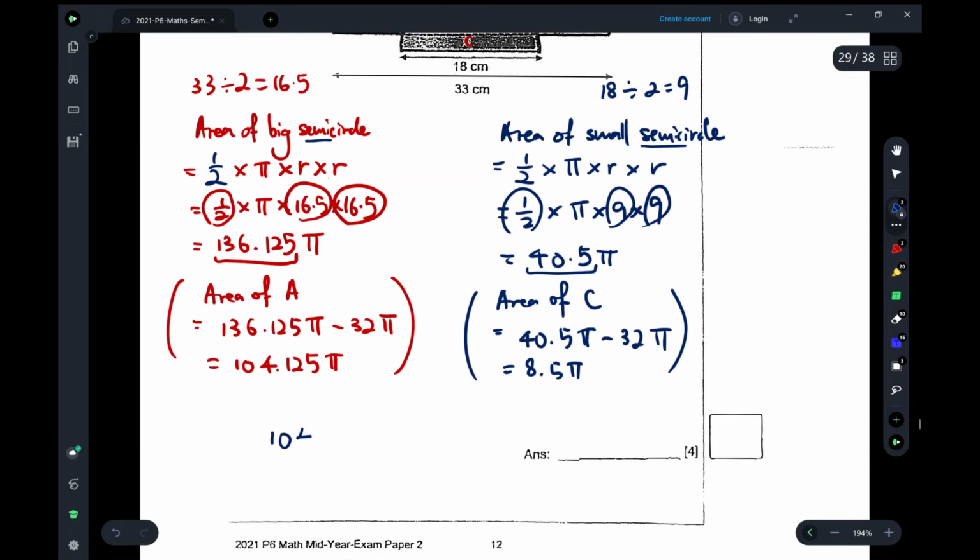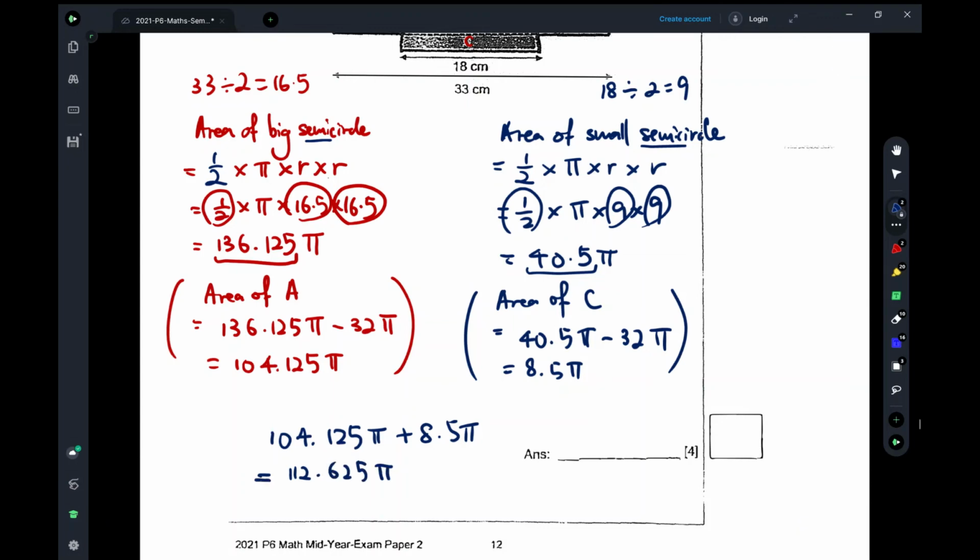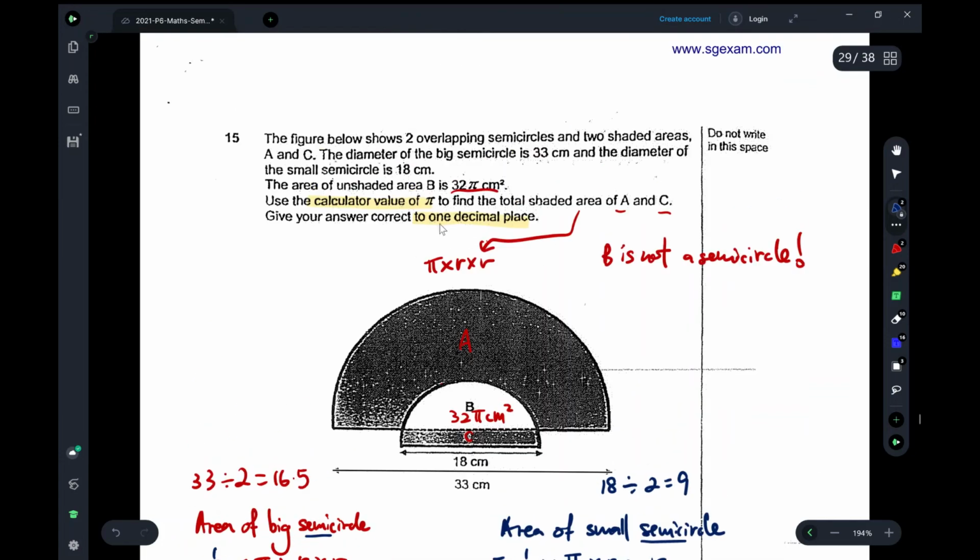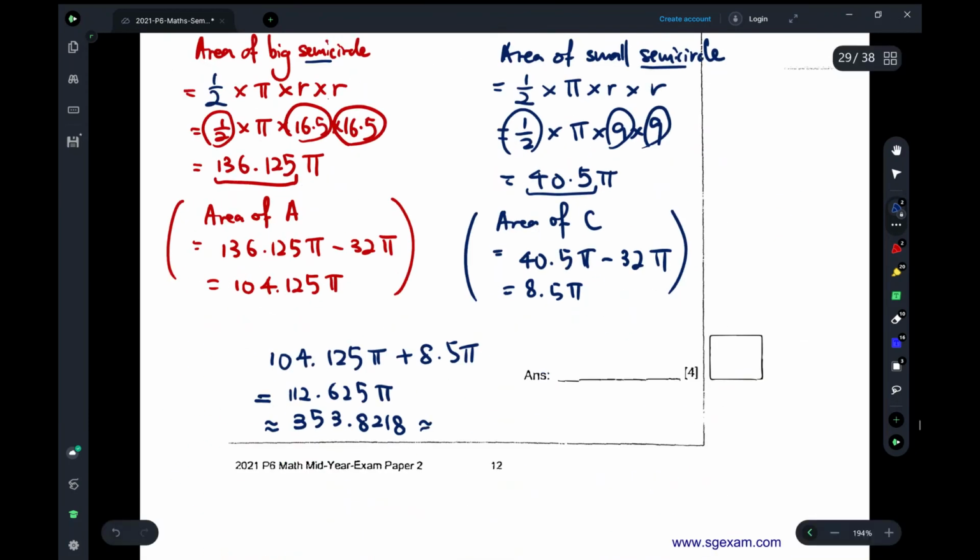Now I have the area of A, I have the area of C. I can finally add them together. Plus 8.5 pi. That will be a total of 112.625 pi. Now, when there's nothing else to do and we just end up with a number and a pi, you can use your calculator pi. Multiply the calculator pi and you'll get 353.8218, which you have to correct to one decimal place. One decimal place is here, 353.8. Alright, so the final answer is 353.8 cm squared.